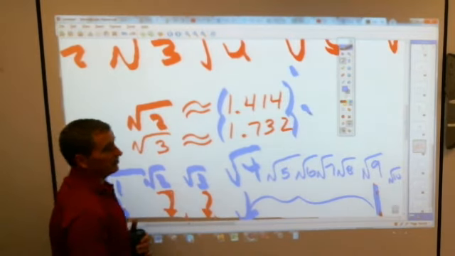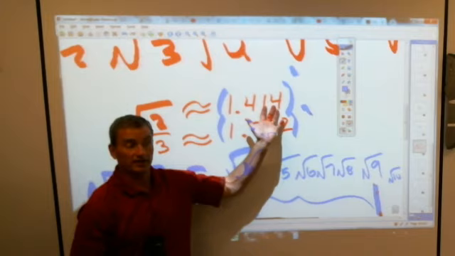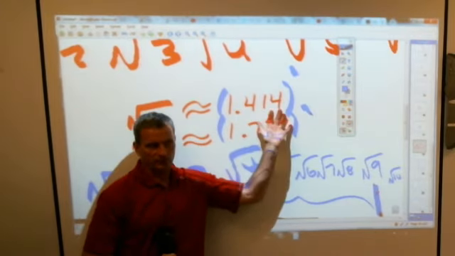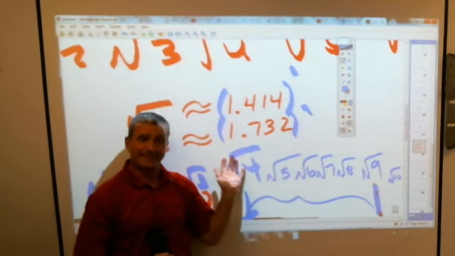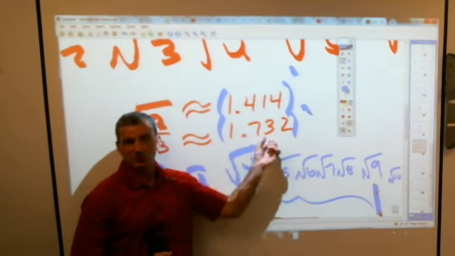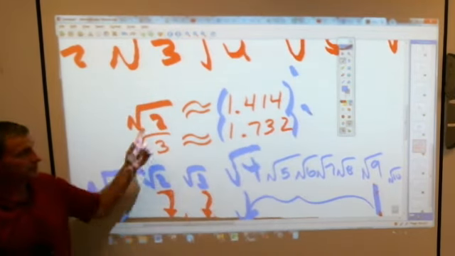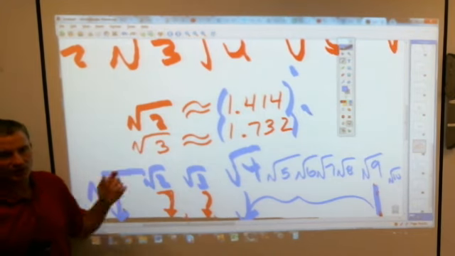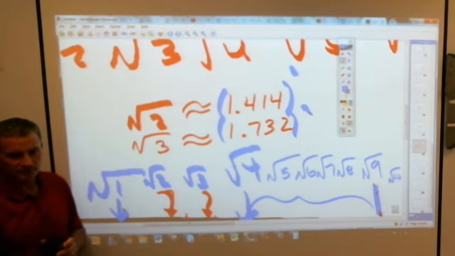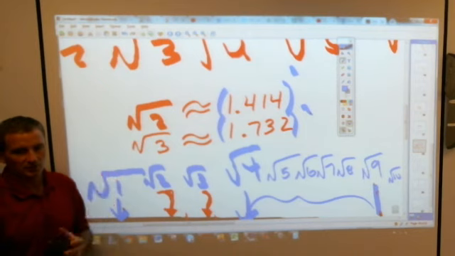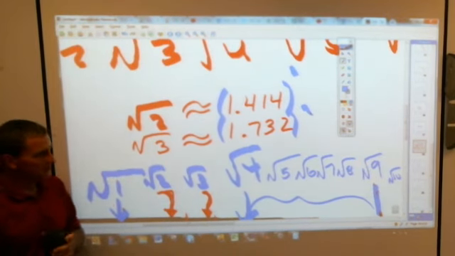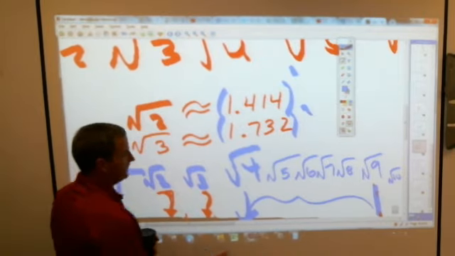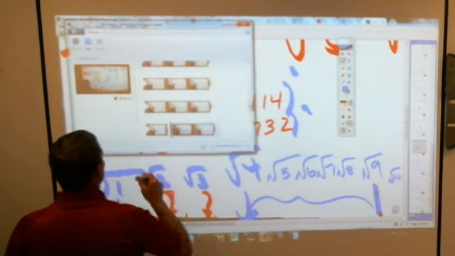In other words, you're going to take 1.414 and multiply it by 1.414, see what you get for an answer. And you take 1.732, multiply it by 1.732, and see what you get for an answer. Hint, should be awful close to this, but I want to know how close it is. We have 2 multiplication problems. We have 2.5 minutes right now to do it.